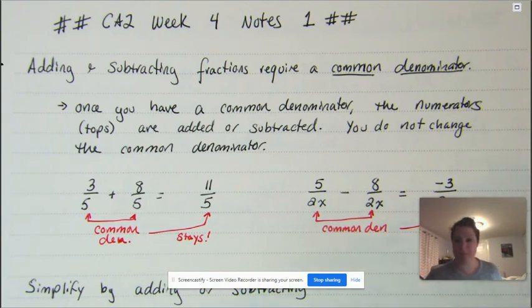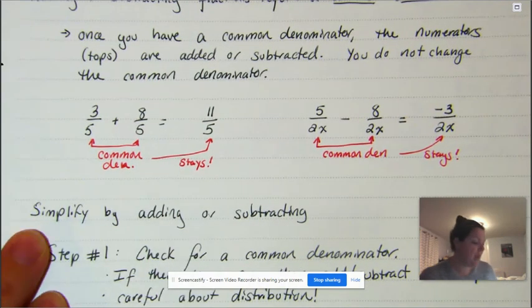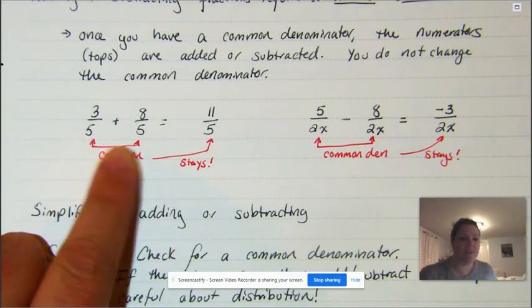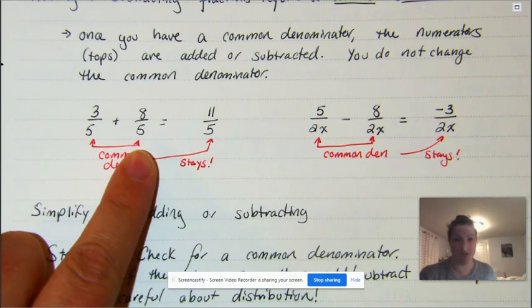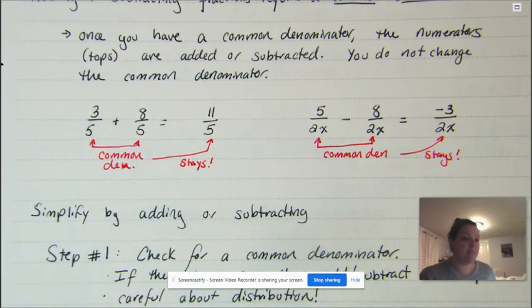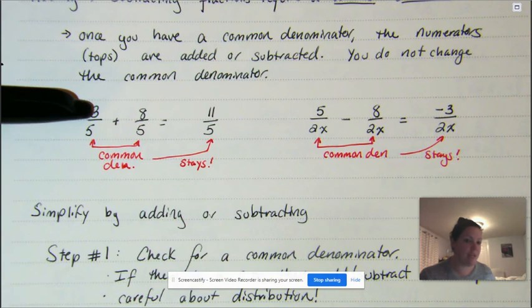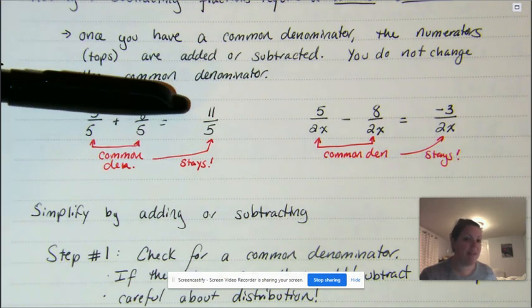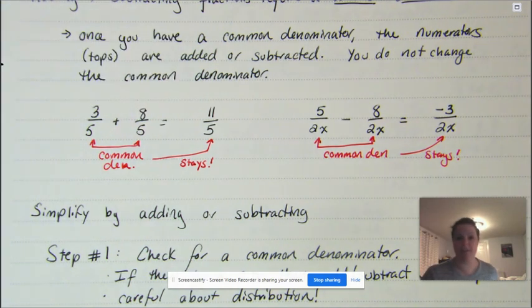All you have to do is combine the numerators of the fractions together. You just combine the tops. You don't have to change the common denominator when that happens. So if we look at these two examples that we have here, for the 3/5 and the 8/5, they both have a common denominator of 5. So when we add them together, we're just going to add up the 3 plus the 8 together to get 11, and we don't change the denominator of 5. It stays a 5 the whole time.